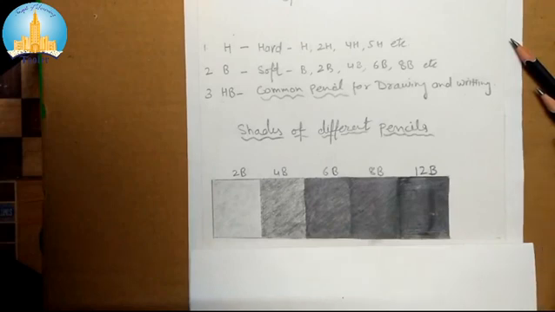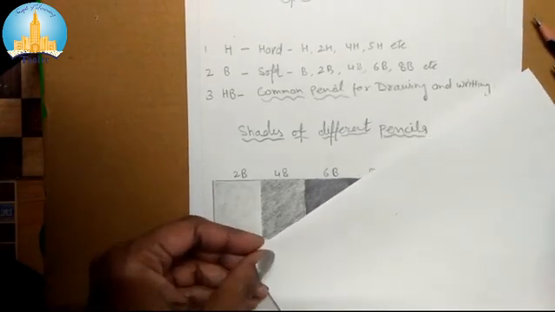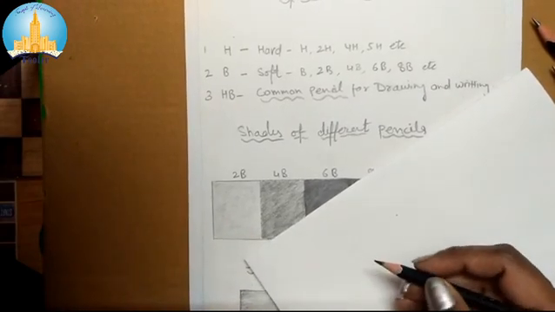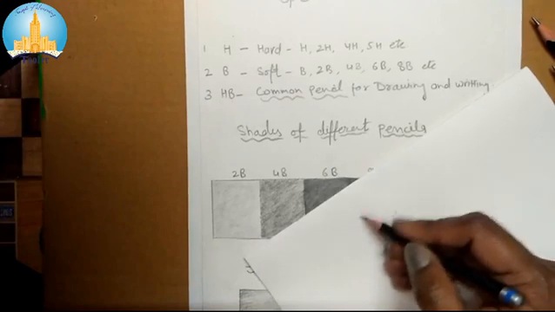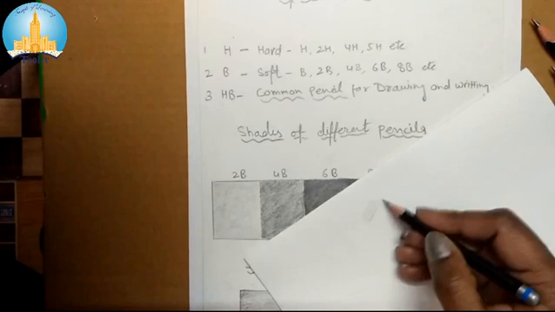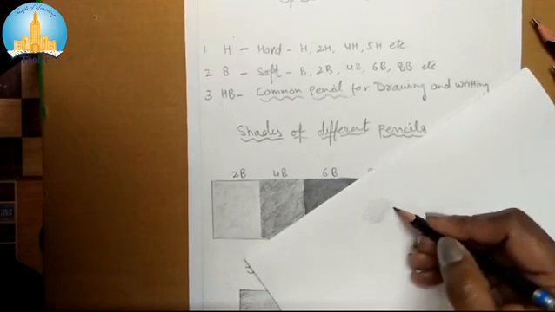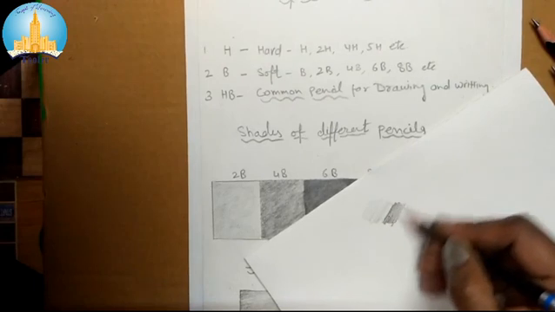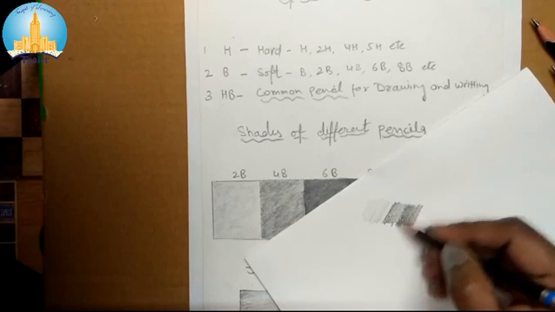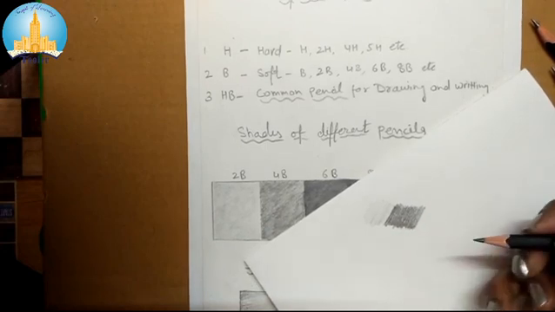Now I'm going to demonstrate how pressure can make the difference. I'm using a 2B pencil first to get the shade. I'm not putting so much pressure on my pencil, so it is very light. The moment I put more pressure, you can see the variation in the shade. Yes, see, I can get all the desired shades with one pencil also.